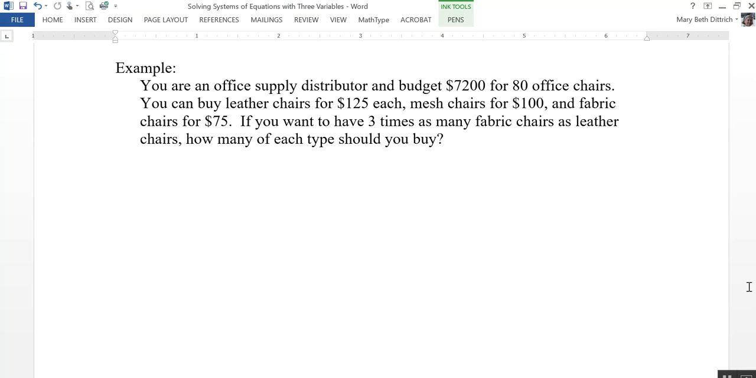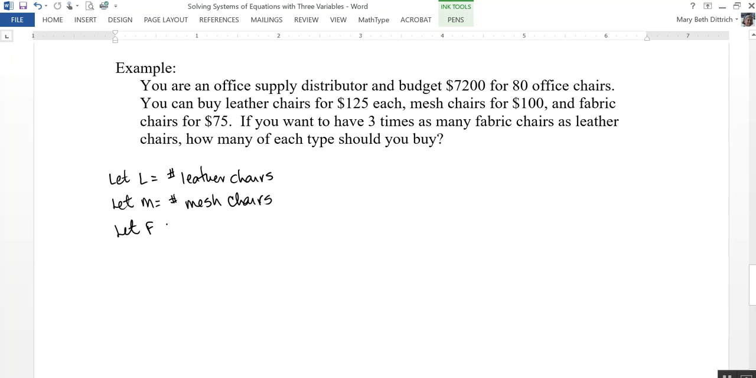So first step always is to define your variables. And instead of using x, y, z, I'm going to use L, M, and F. So let L equal the number of leather chairs, let M equal the number of mesh chairs, and let F equal the number of fabric chairs.